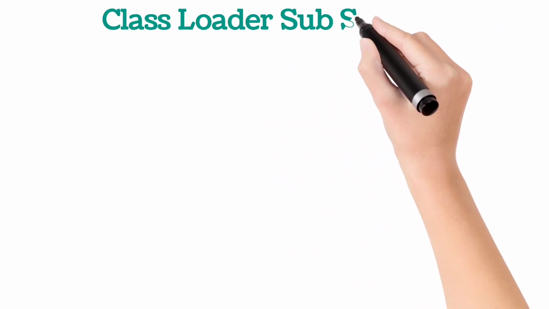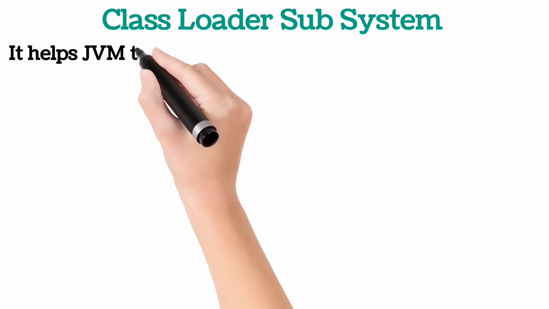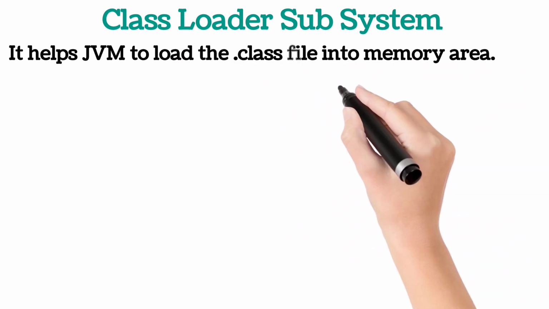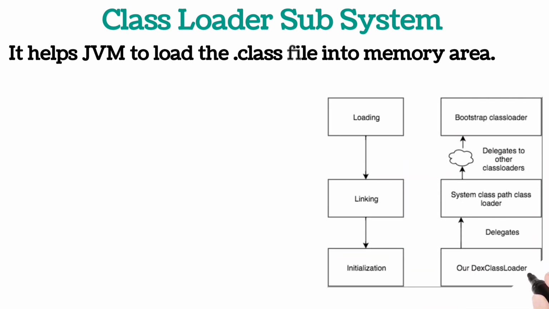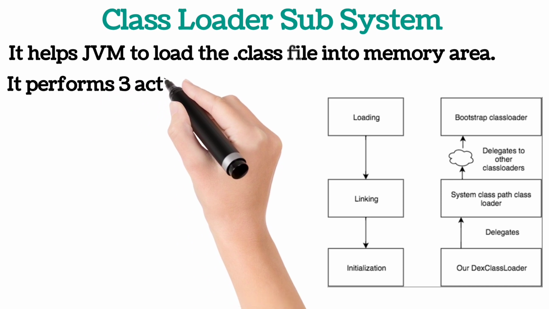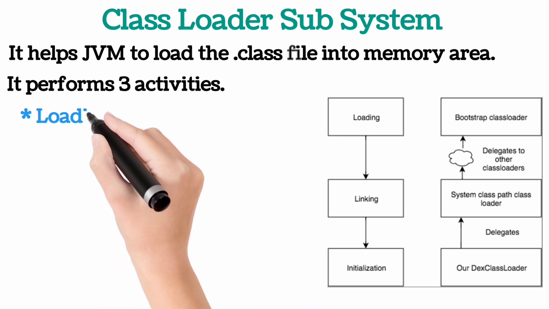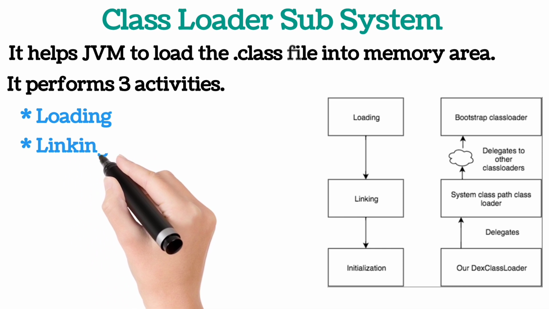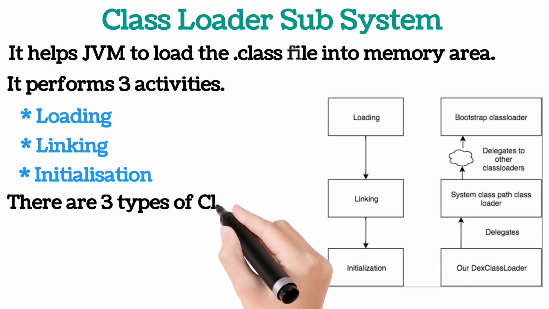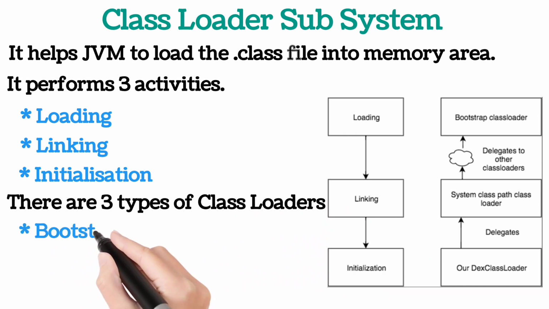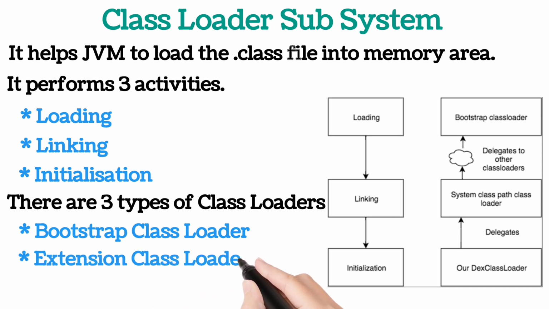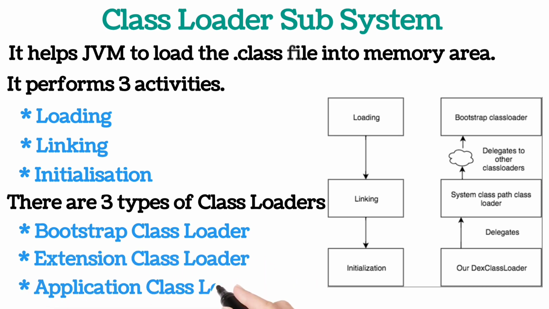First, we are going to discuss the class loader subsystem. It helps JVM to load the .class file into the memory area. See the figure. It performs 3 activities: loading, linking and initialization. There are 3 types of class loaders. First is the bootstrap class loader, second is the extension class loader, and the third one is the application class loader.